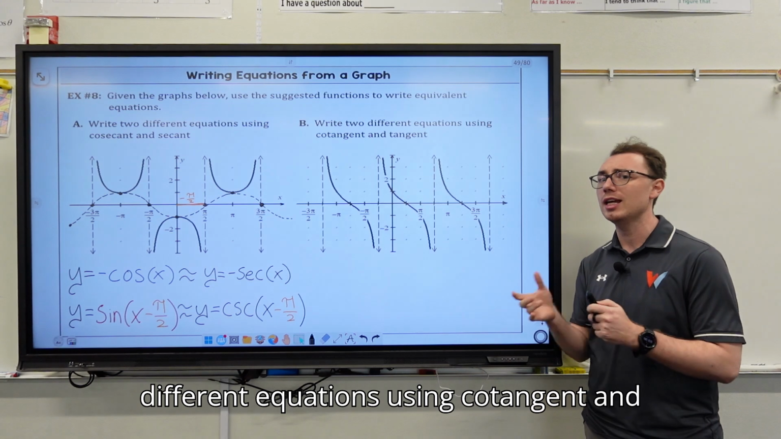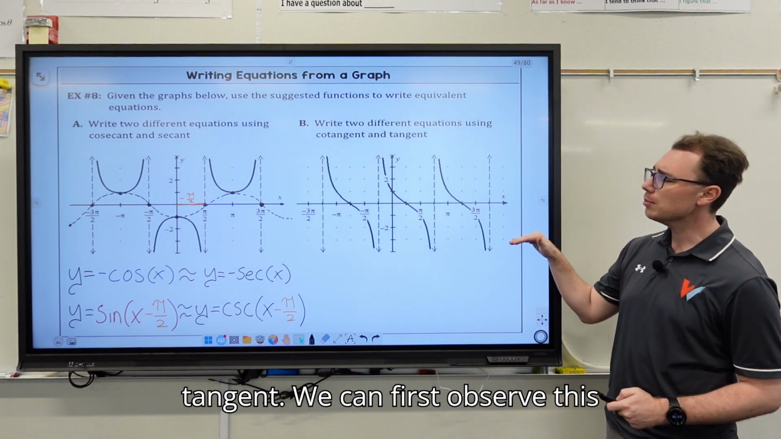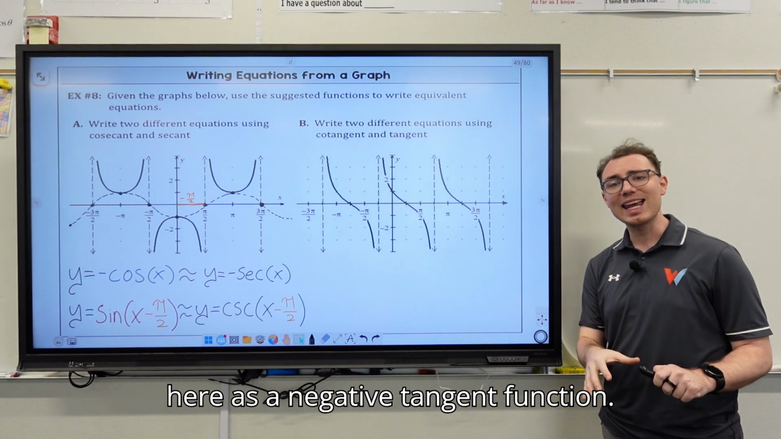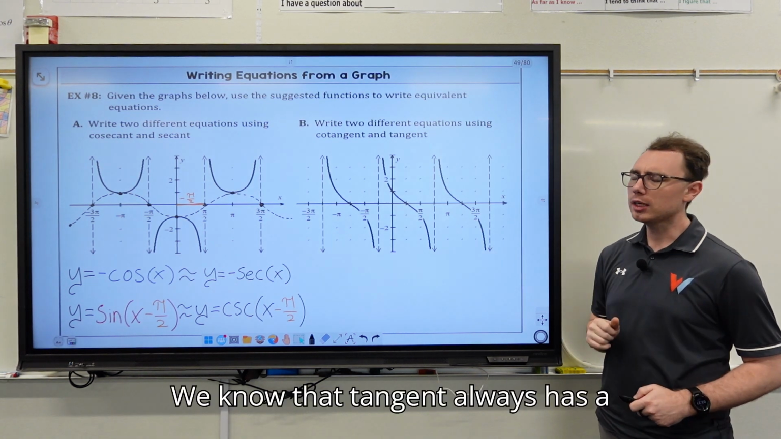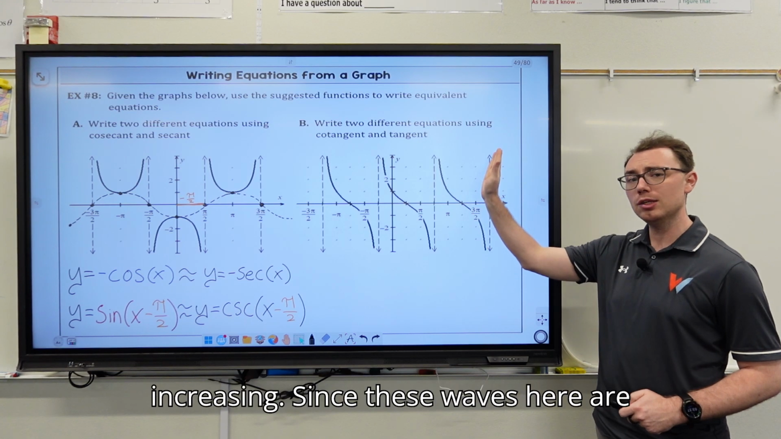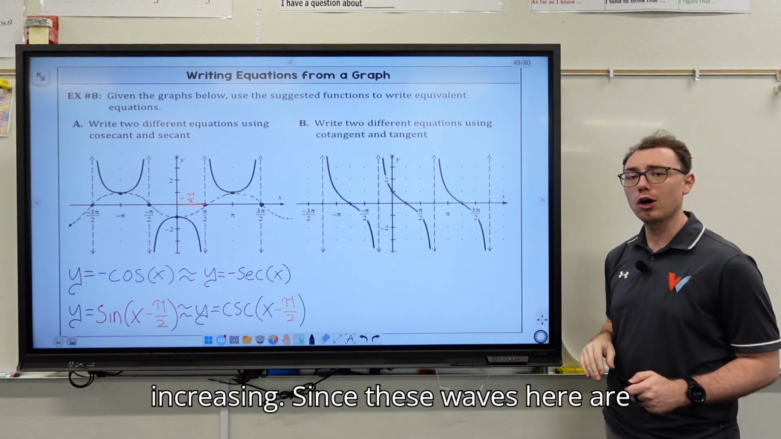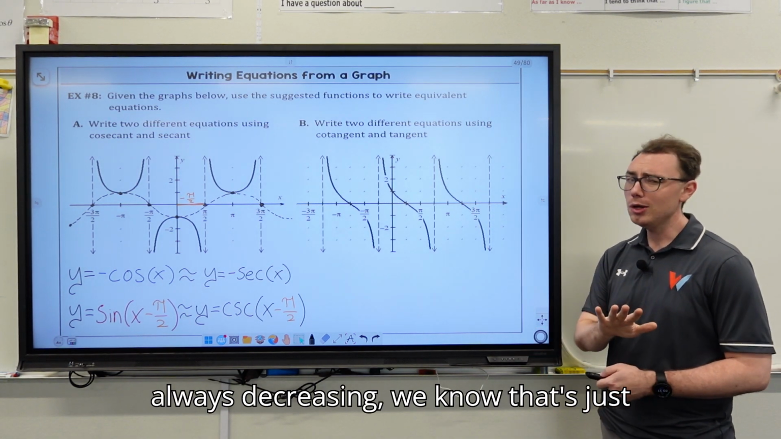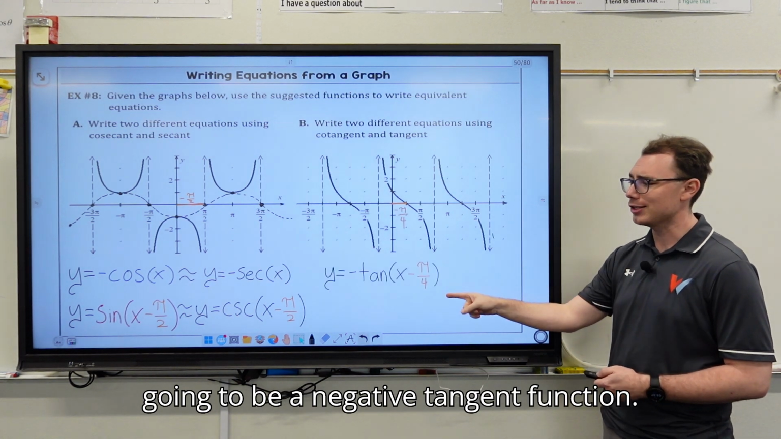If we take a look at part B here, we want to write two different equations using cotangent and tangent. We can first observe this here as a negative tangent function. We know that tangent always has a monotonic behavior where it's always increasing. Since these waves here are always decreasing, we know that's just going to be a negative tangent function.